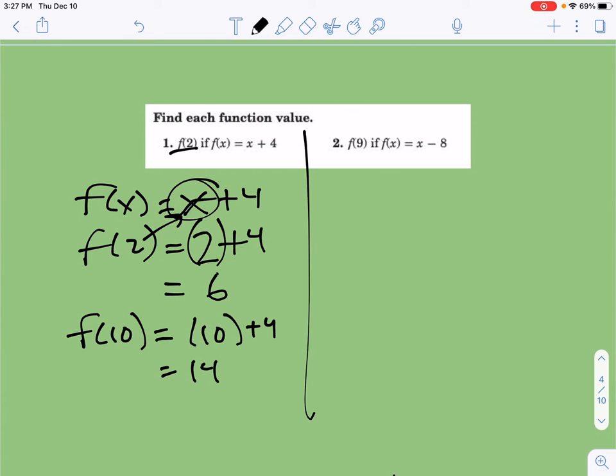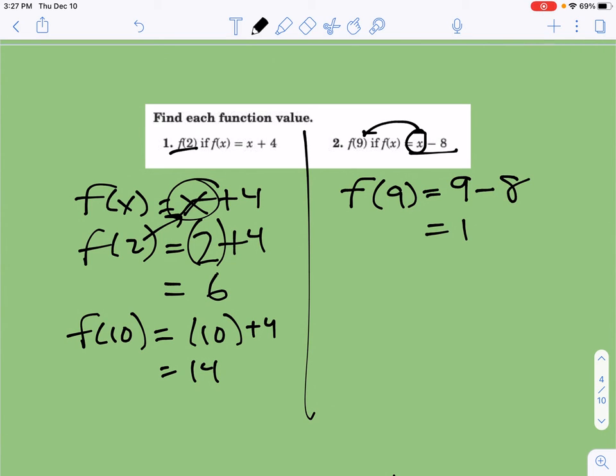All right, let's look at number 2. F of 9 if f of x equals x minus 8. So again, you're just going to write your function out, f of 9, except where I have x, I'm going to replace it with that number. So I'm going to write it as 9 minus 8 because that's f of 9. F of x is the general form of it, and then when you put that number in, you're working towards a specific value. So f of 9 equals 1.